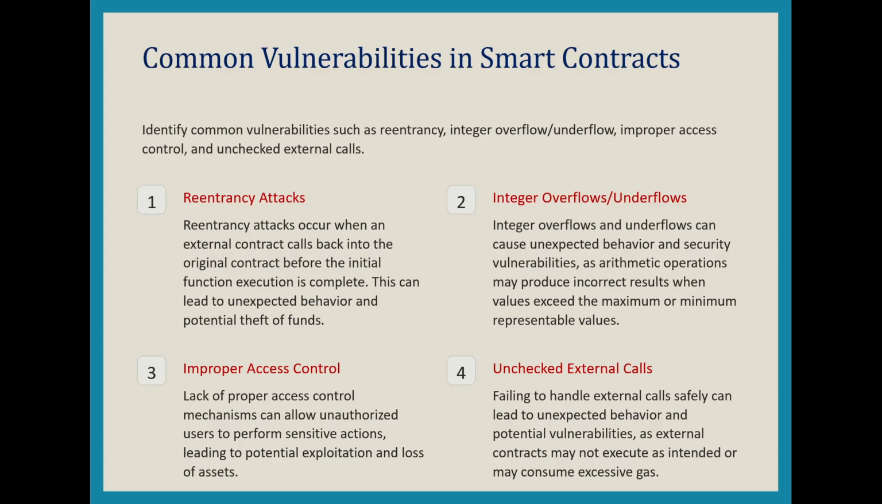The next one is unchecked external calls. Failing to handle external calls safely can lead to unexpected behavior and potential vulnerabilities, as external contracts may not execute as intended or may consume excessive gas, which eventually leads to losses.